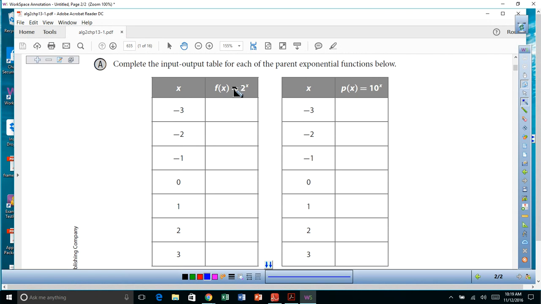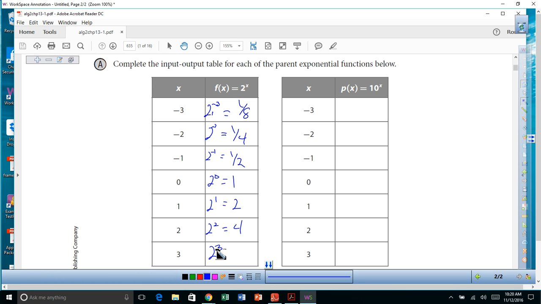f of x equals 2 to the x, so 2 to the negative 3 equals 1/8. 2 to the negative 2 is 1/4. 2 to the negative 1 is 1/2. 2 to the 0 is 1. 2 to the first power is 2. 2 to the second power is 4. And then 2 to the third power is 8.